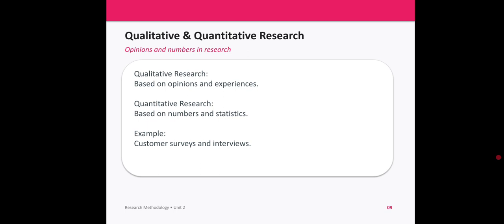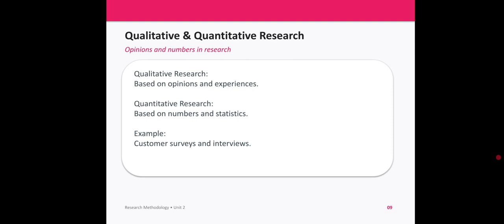Now, let us understand the qualitative and quantitative research. So, students, now let us understand the quantitative and qualitative research. Qualitative research is based on opinions, feelings, and experiences. For example, customer interviews. It helps the researchers to understand why people think or behave in a certain way.